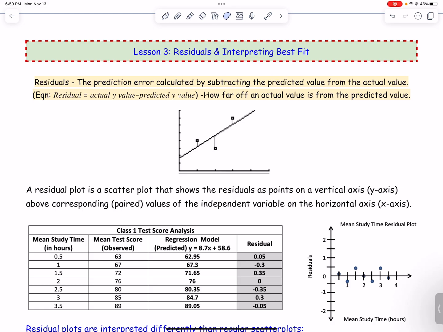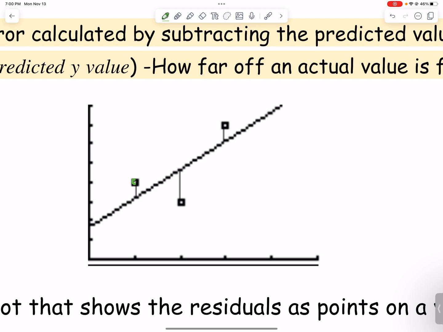In this video, let's take a look at residuals and interpreting best fit. Residuals are the prediction error calculated by subtracting the predicted value from the actual value. It's how far off an actual value is from the predicted value. So in this little picture right here, these data points are plotted and they're not quite on the line of best fit. And that amount, the distance to the line of best fit from that data point, is what we call a residual value.